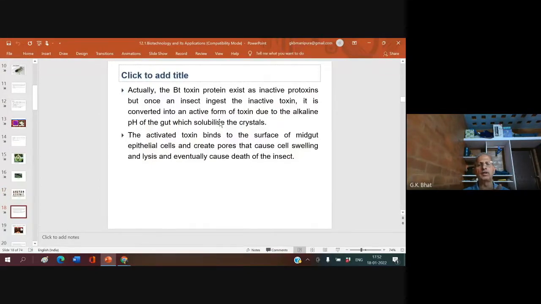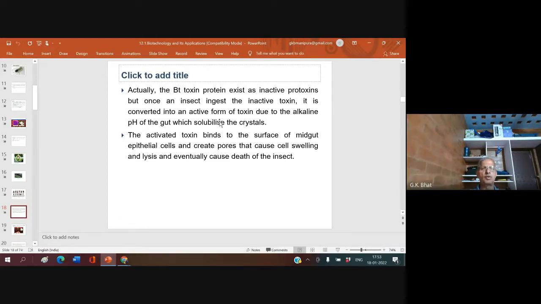Now actually the Bt toxin protein exists as inactive protoxins. Protoxin. Whenever pro is added to a word as a prefix, it is the inactive form. So the Bt toxin protein exists as inactive protoxin, but once an insect ingests the inactive toxin, it is converted into an active form of toxin due to the alkaline pH of the gut, which solubilizes the crystal. I repeat again, when an insect eats this protein, at that time, when the protein enters the body of the insect, it will be in an inactive condition. It is called inactive protoxin. The Bt toxin, that is the toxin developed by the Bacillus thuringiensis bacteria, exists as an inactive form, that is protoxin.